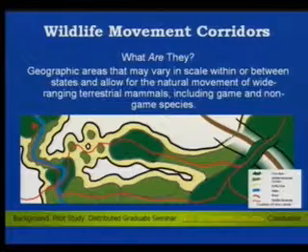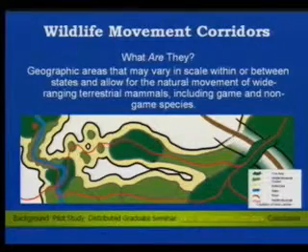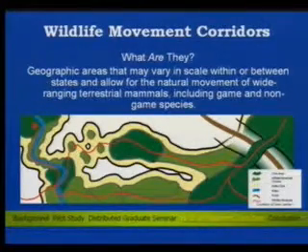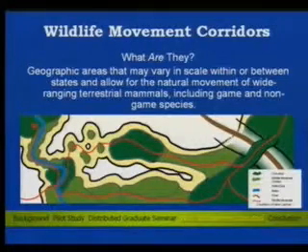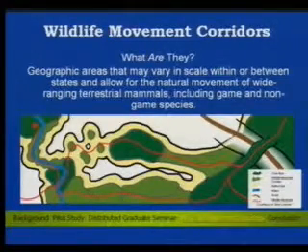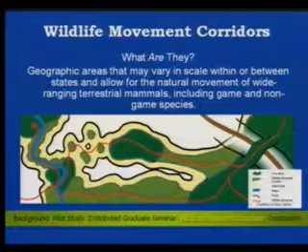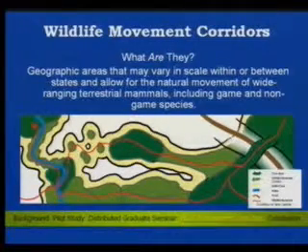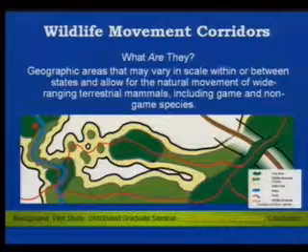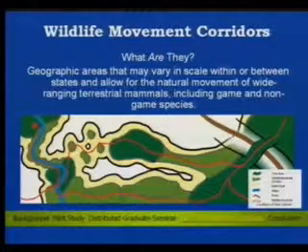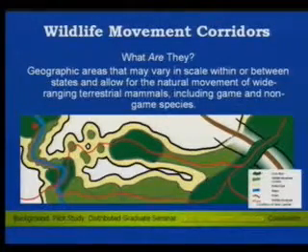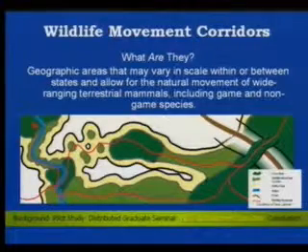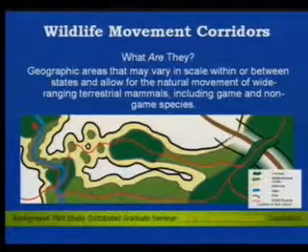So in addition to the pilot study and the distributed graduate seminar, each campus identified a topic of interest to pursue in further detail. UCSB focuses on wildlife movement corridors, and in particular, their relationship to the state wildlife action plans. So what are wildlife movement corridors? Well, there are many definitions that can be found within the literature. We define them as geographic areas that may vary in scale, that are within or between states and allow for the natural movement of wide-ranging terrestrial mammals. And this includes both game and non-game species.